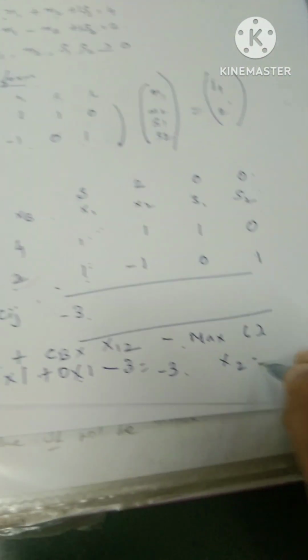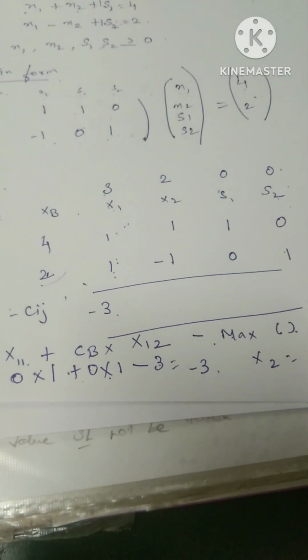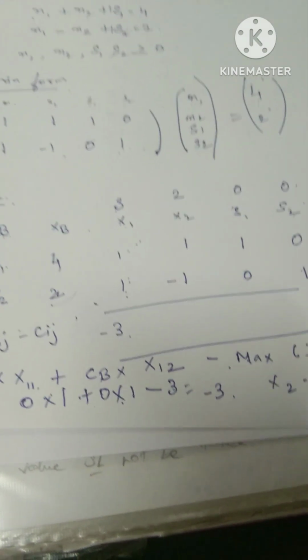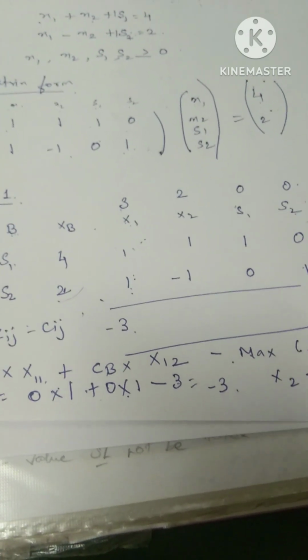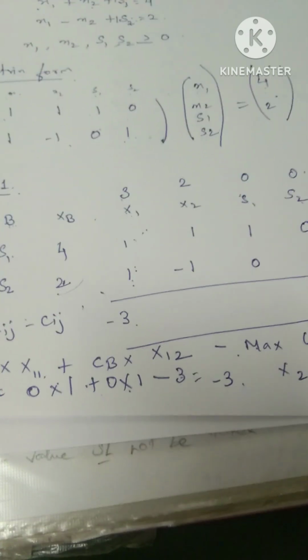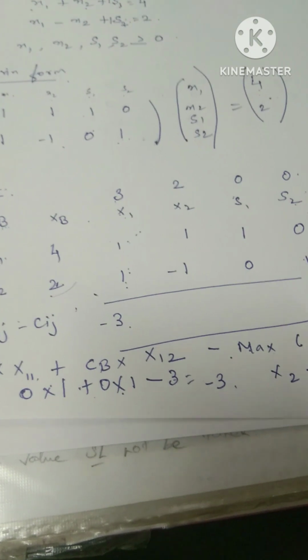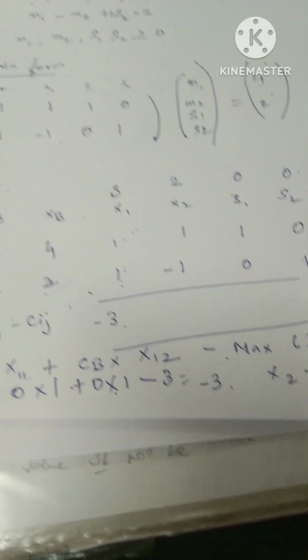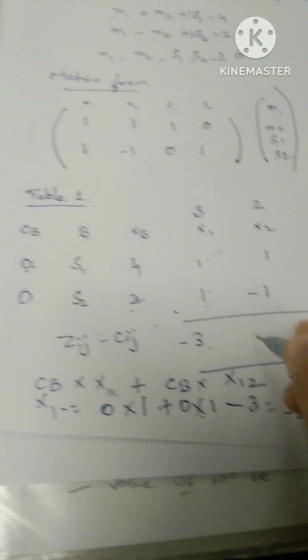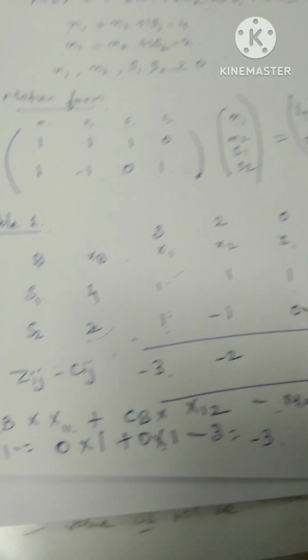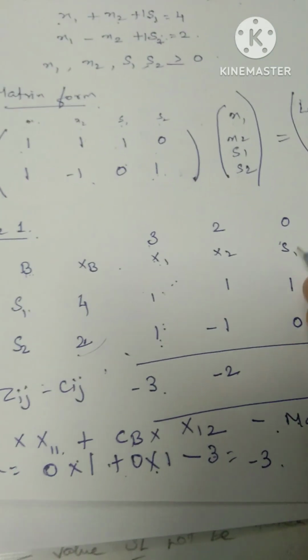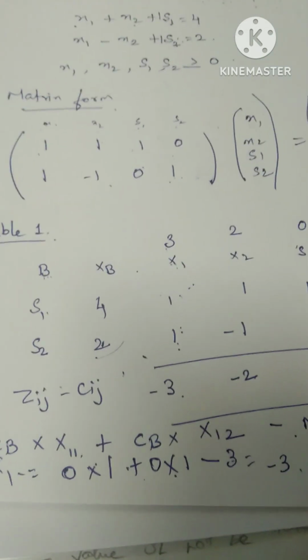For x2, let me find out: Cb is 0 into x12 which is 1, plus Cb is 0 into x22 which is minus 1, and minus the objective function, which is 2. So accordingly I am receiving the value as minus 2. The same step we need to repeat to find the values for s1 and s2. Accordingly I am receiving s1 as 0 and s2 as 0.